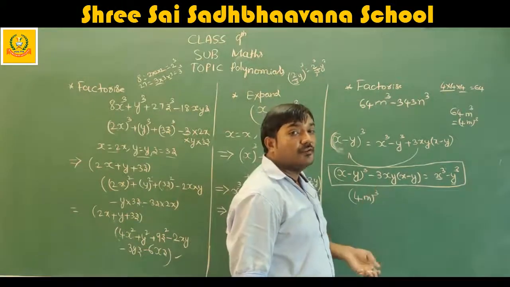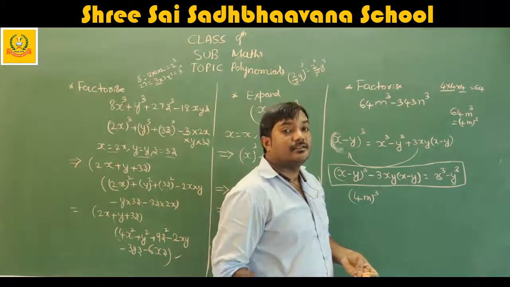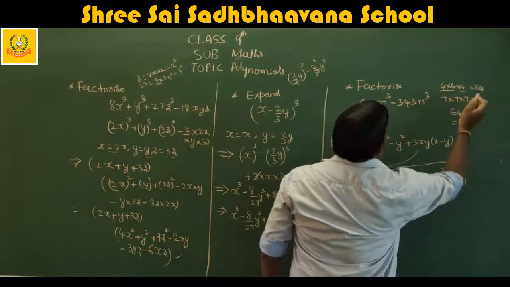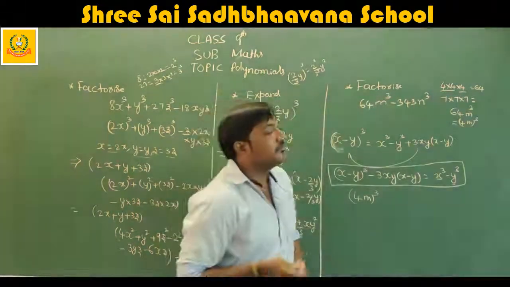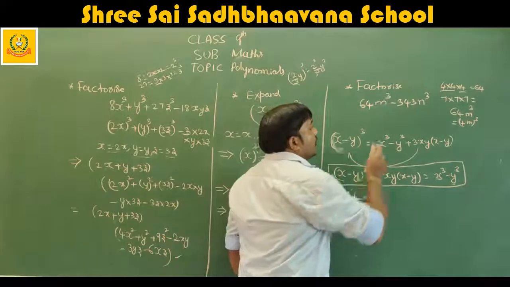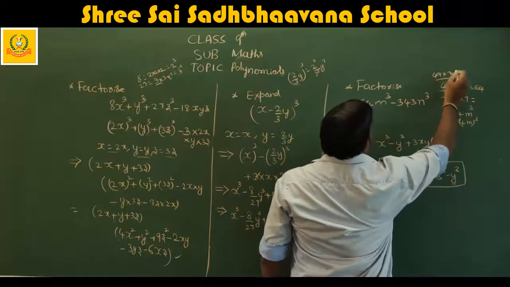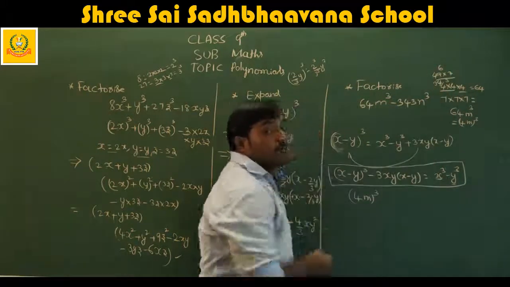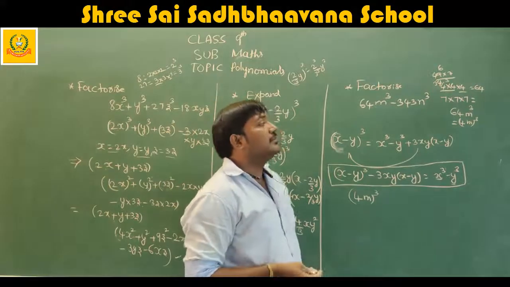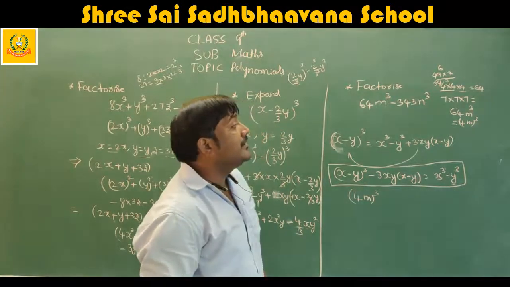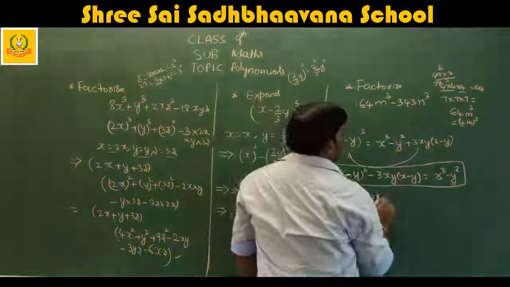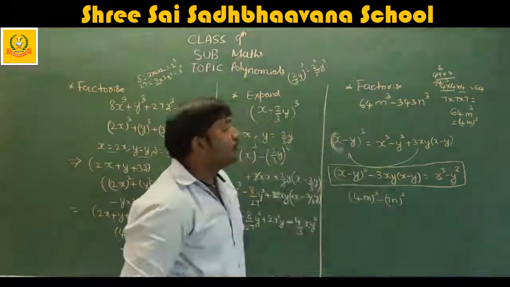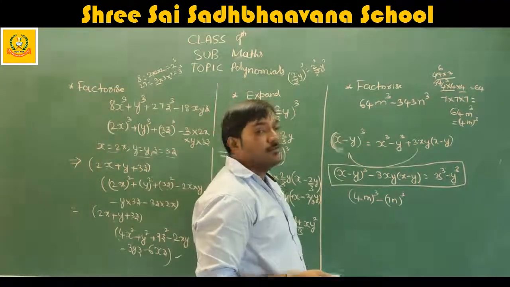Similarly, how do you get 343 n cube? The number 343 you will get by multiplying 7 three times, which is cube of 7, correct? So 7 into 7, 49, 49 into 7, I'll just multiply and show to you. 7 9 is 63, 7 4 is 28, 28 plus 6, 34. So 49 into 7 is 343. So can we write this as 7n whole cube, because here we have n cube. Got it? So (4m) whole cube minus (7n) whole cube, we converted.